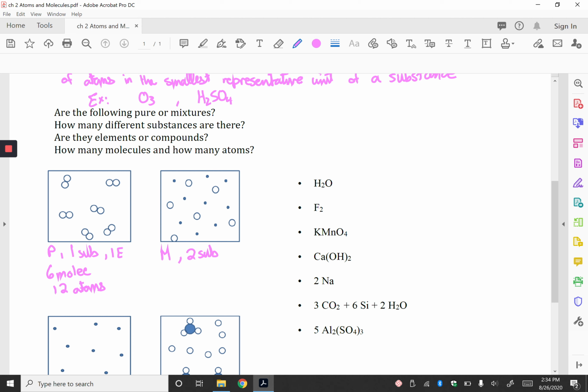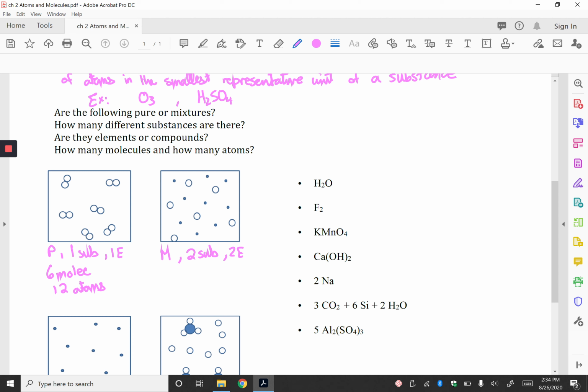Now, are these substances elements or compounds? Let's look at this one. Is that an element or a compound? That's an element. How about this one? It's also an element. So there are two elements. I'm going to write 2E for elements.